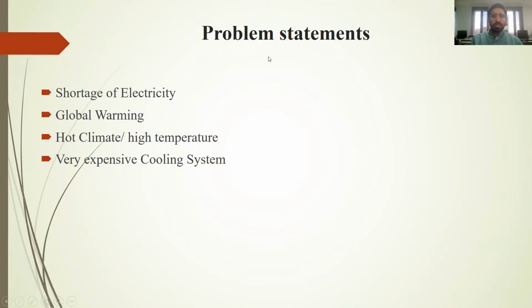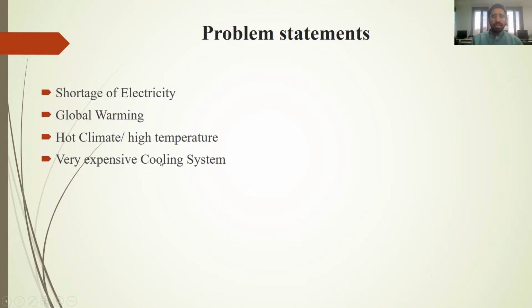These are the problem statements which motivate us to make our project. The first is shortage of electricity, as in the case of Pakistan, we can say that it is well defined. The next is global warming, and we know that global warming is also a big issue in the world. The third is hot climate and high temperature. And the last is the very expensive cooling systems available in the world.